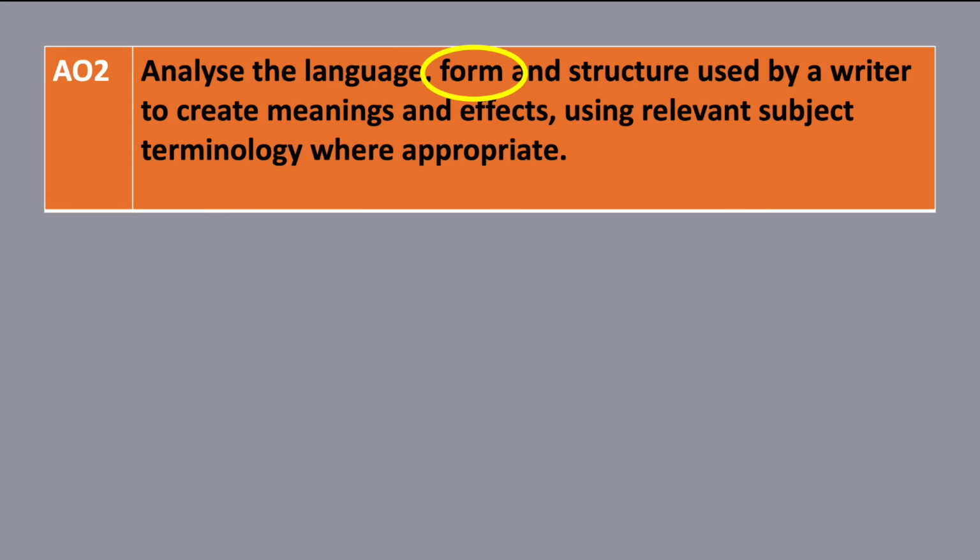Form means the type of text you're studying. So in Section A, a play, where we have an audience, not a reader. In a play, you might think about the use of stage directions to suggest aspects of a character's behaviour, and considering how things will appear on stage, paying close attention to stage directions will help here. Also think about how things would look and sound on the stage.